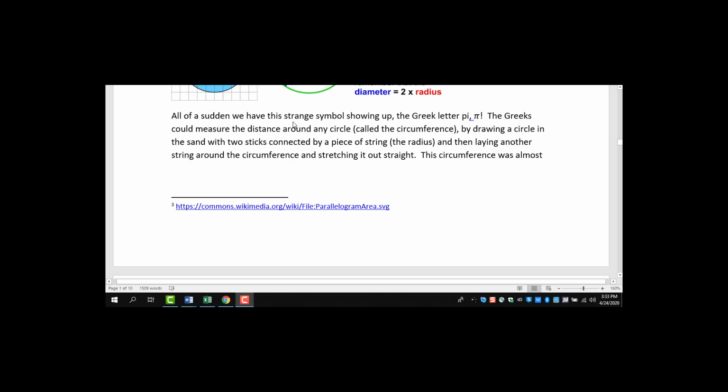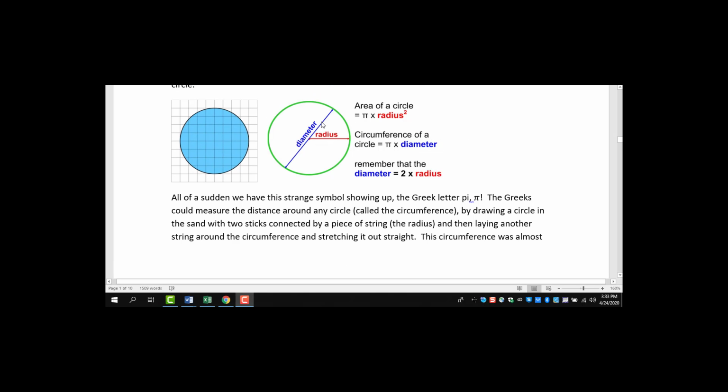So they just take a circle, put a stick in the middle, a stick around it, draw a circle, put a string around it, cut the string, and then roll it out. And the length of that string then would be the circumference.